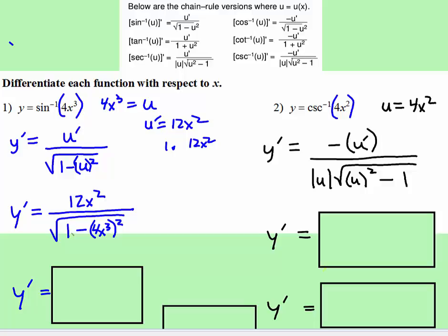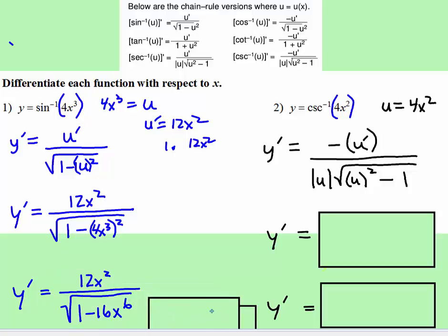Under this, in the square root, 1 subtract u squared. Well, 4x cubed and then squared, and then you simplify that again. You square the 4, don't forget about that. And then remember, laws of exponents, when you raise an exponent to a power, you multiply. If anything can simplify, you must simplify it, but in this case, it's all on the inside, so you can't.